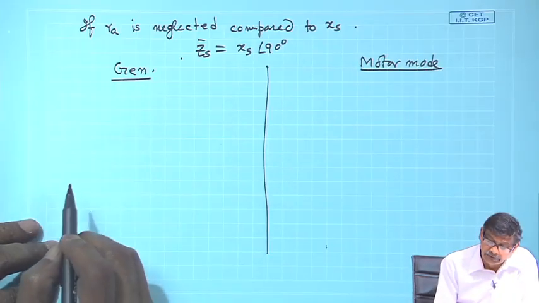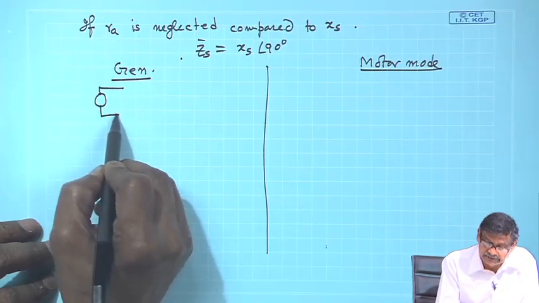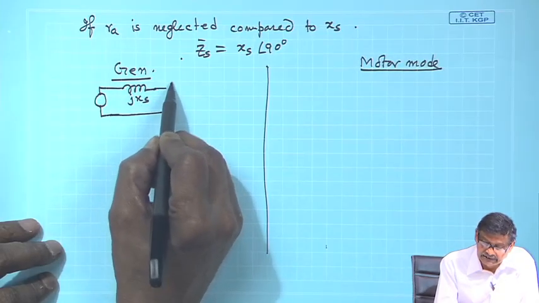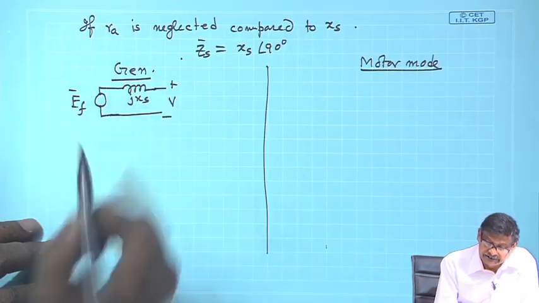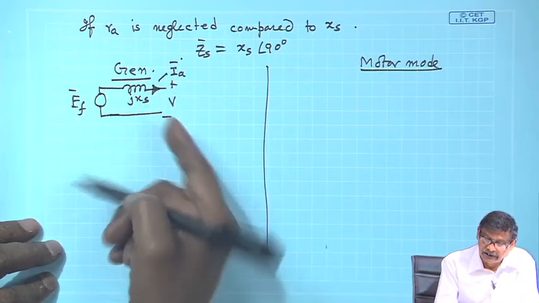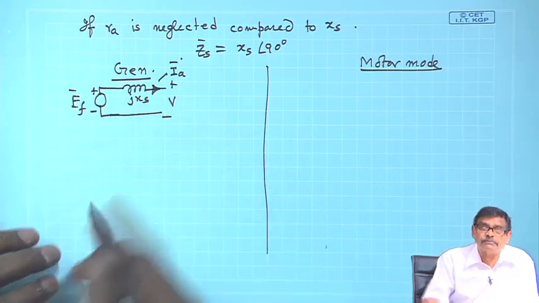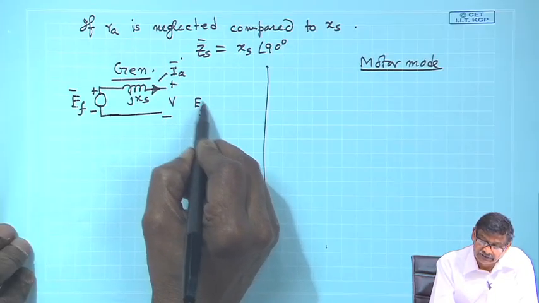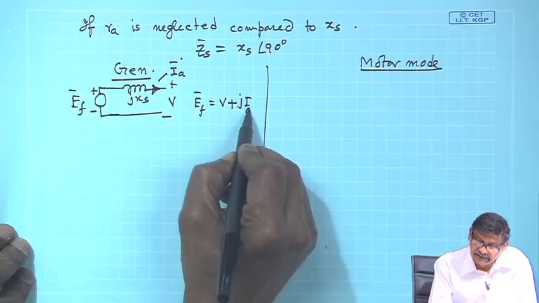So, in generator mode, what is the thing? Draw this circuit diagram, that is only jX_s, nothing else, and here is V, and here is your excitation voltage, and it is generator mode. Current is delivered to the bus or to the load at a terminal voltage V. So its direction must be properly drawn, it is this. Then I know that E_f is equal to V plus jI_A X_s.